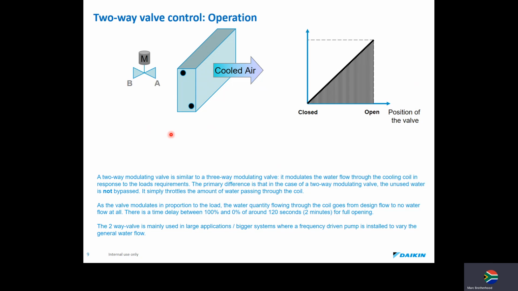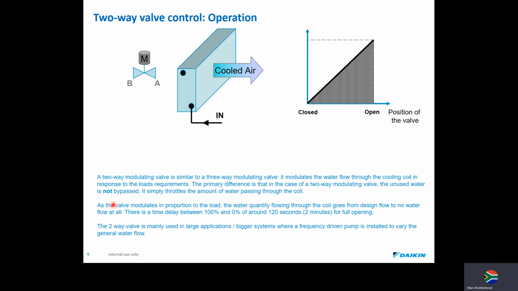If we look at a two-way valve operation now, a two-way modulating valve is similar to a three-way modulating valve. It modulates the water flow through the cooling coil in response to the load requirements. The primary difference in the case of a two-way modulating valve is that unused water is not bypassed. It simply throttles the amount of water passing through the coil.